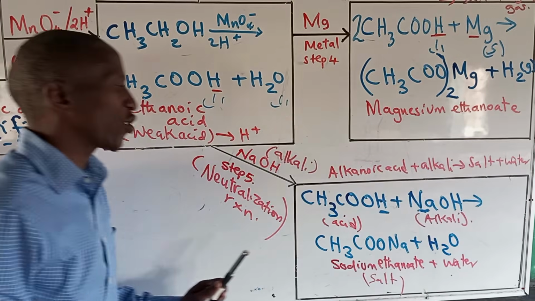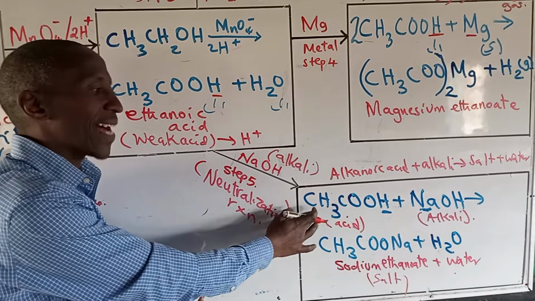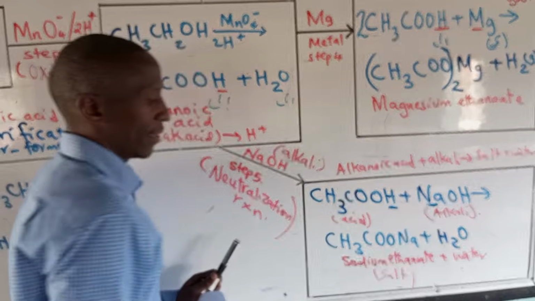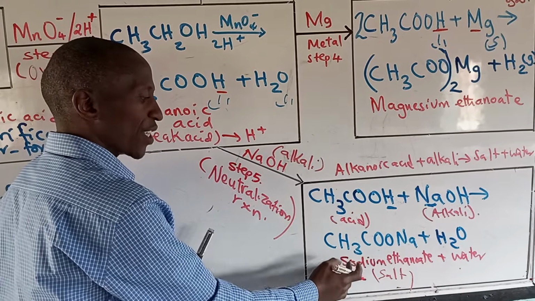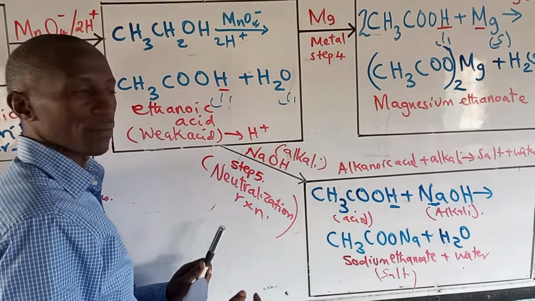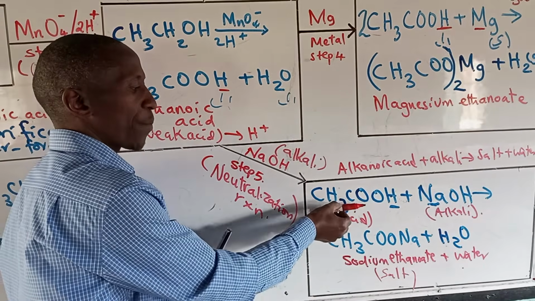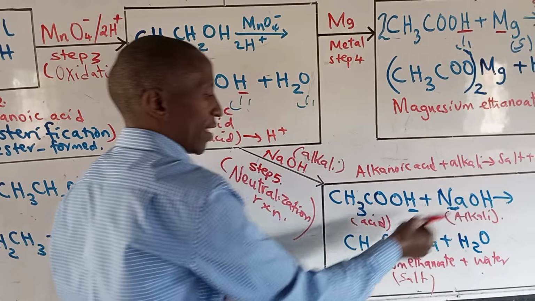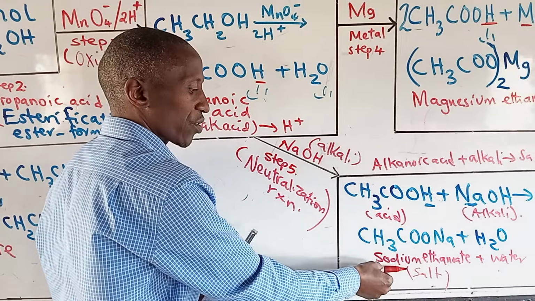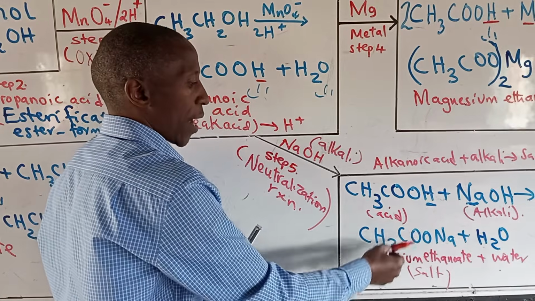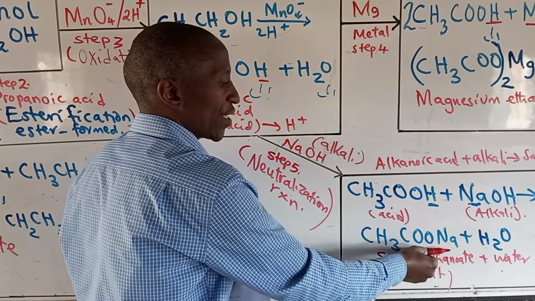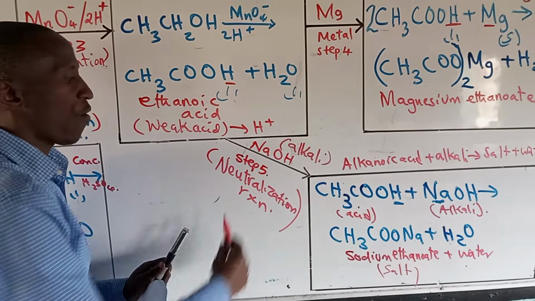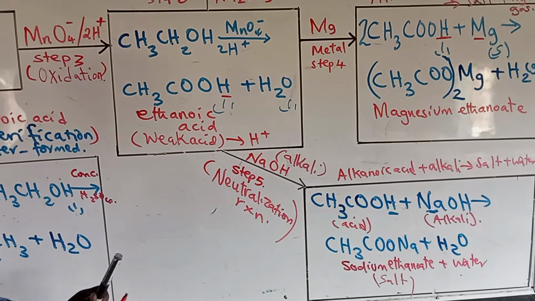So that is simply to say, if this was propanoic acid with potassium hydroxide, then we shall have potassium propanoate. I say that again. If this was propanoic acid and potassium hydroxide, then the salt formed would be potassium propanoate and water. That summarizes the reaction of alkalis and alkanoic acid.